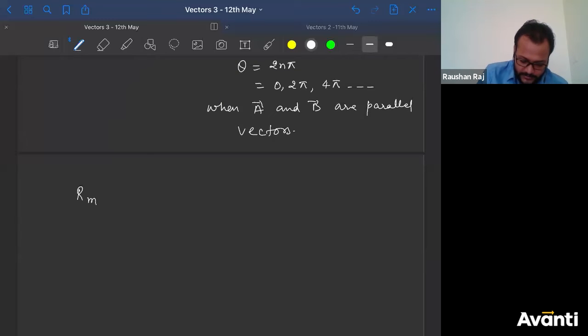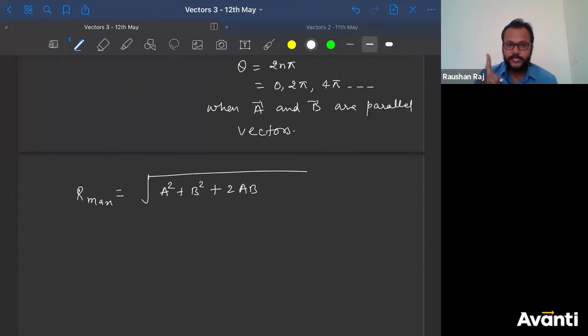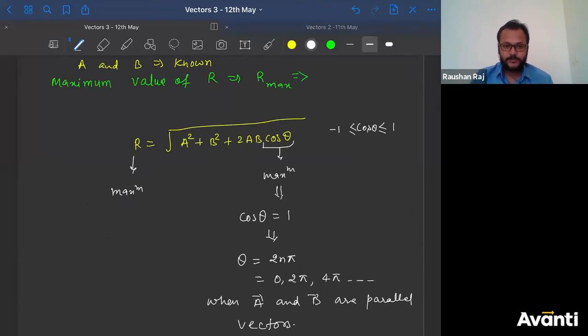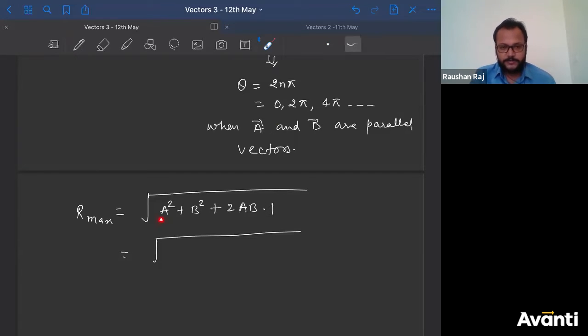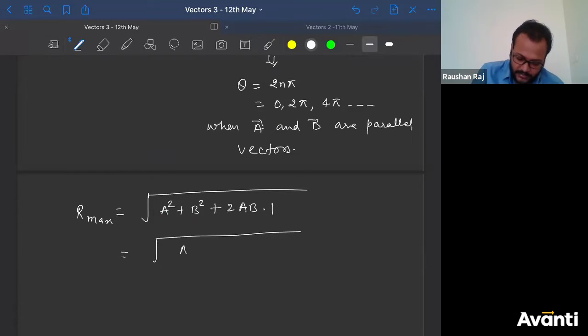So R max will be written as the square root of A square plus B square plus 2AB into cos theta, which is 1 here. What is the maximum value of cos theta? That is 1. So put 1 in it. Very good. Now, can I say inside this square root I have A plus B the whole square? Because what is this? A square plus B square plus 2AB. A square plus B square plus 2AB. What is it? You have been studying this since childhood. A plus B whole square. So I can write A plus B the whole square.